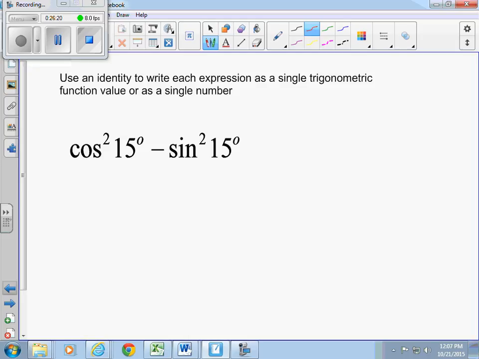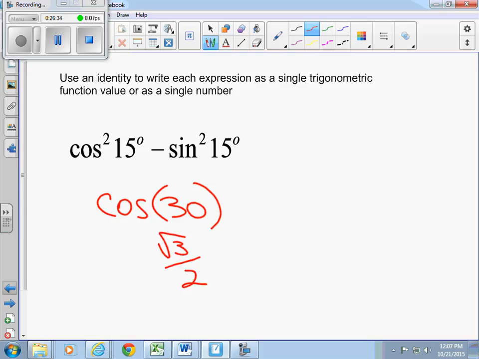Cosine 2 theta. So what is the theta in this? 15. So 2 times 15 is 30, and what is cosine 30? Any questions about that one?